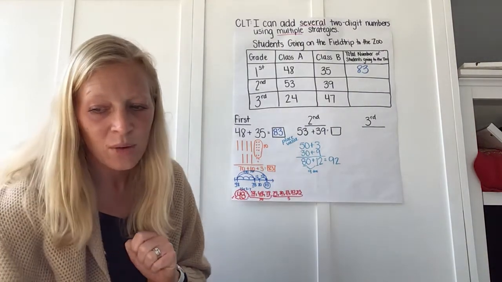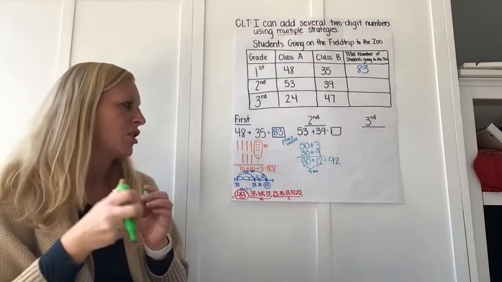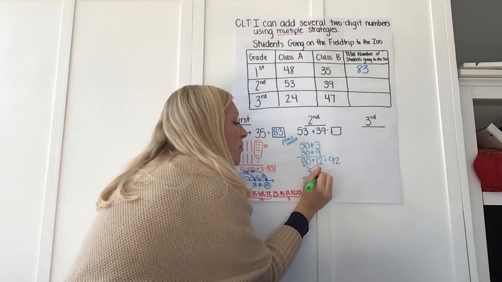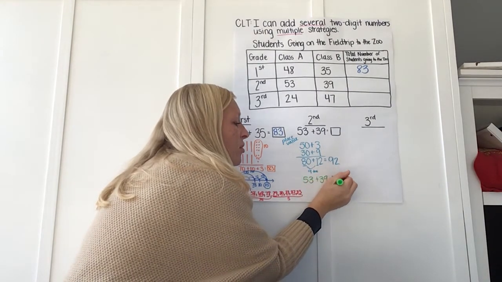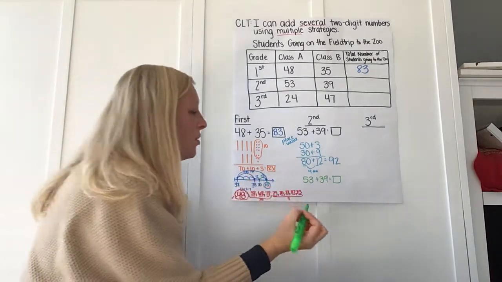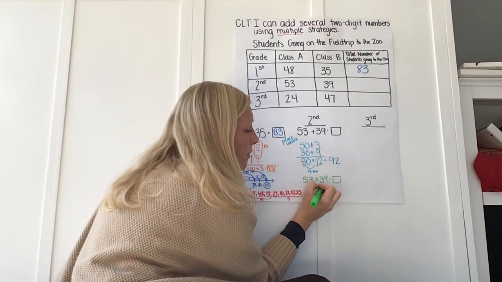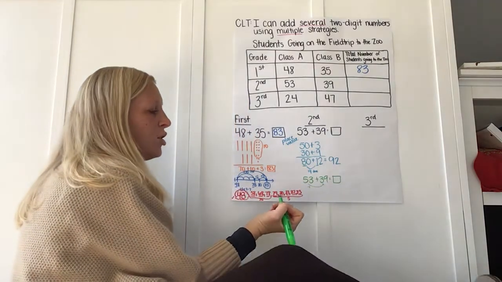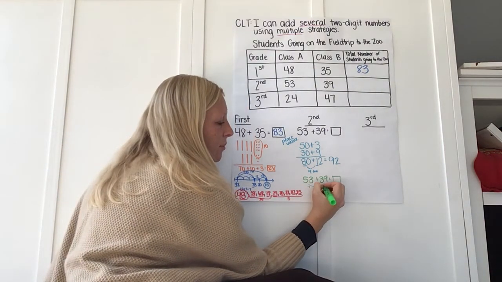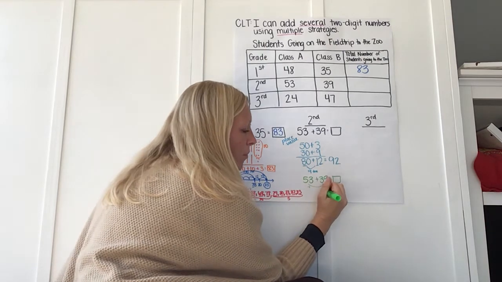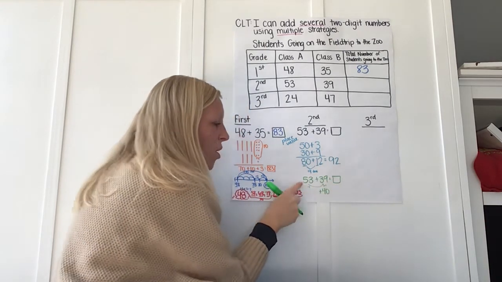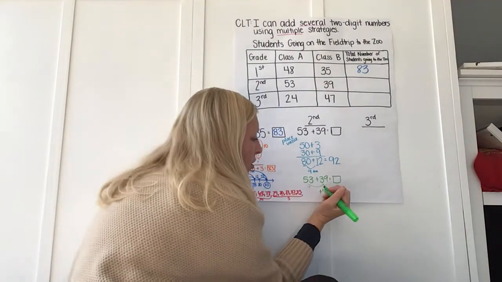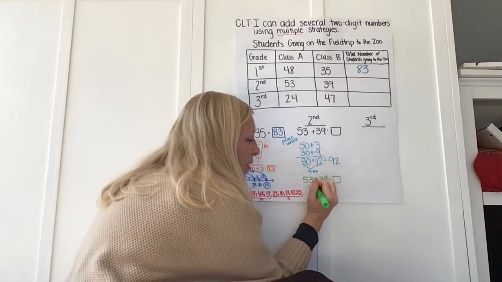Can I share one other way that somebody solved this? This is really interesting. So you wrote your equation the same as we had up there, but you did something kind of different. What did you do? You took 1 away from 53. Why did you do that? So when you take 1 away from 53 and you put it over there, all of a sudden you have a group of 10. Okay, and so what do you have right here?